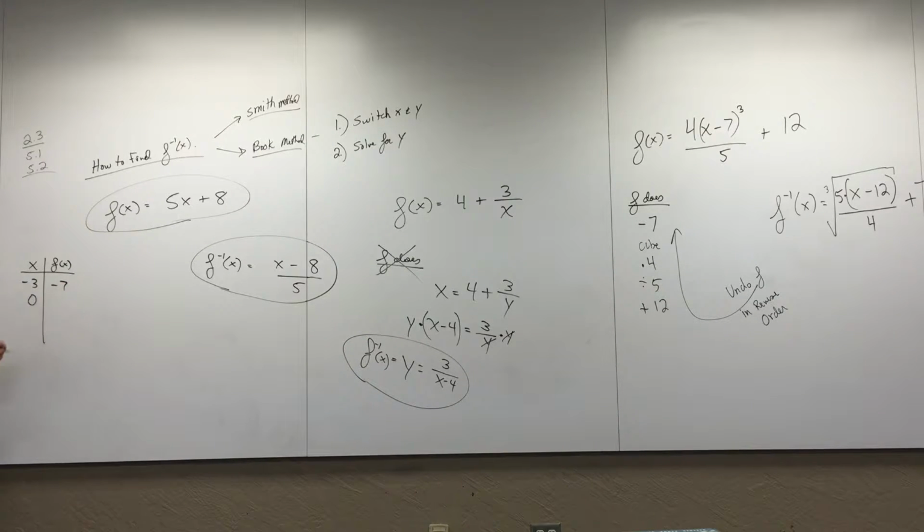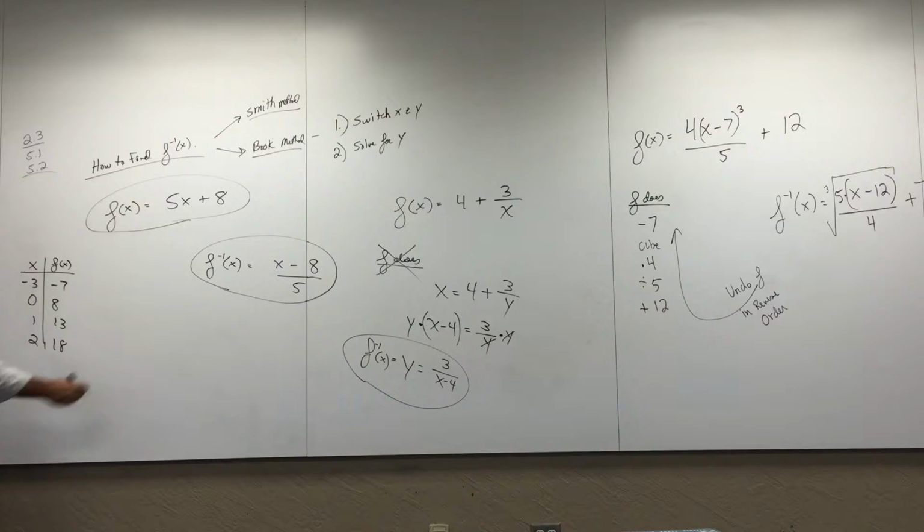Plug in a 0 for x, please. What do you get? You get 8. Plug in a 1 for x. What do you get? 13. Okay. Plug in a 2 for x, I guess. 2 for x, you get 10 plus 8, 18. All right. So then I can plot these points on a graph if I wanted to. These are just x and y points.